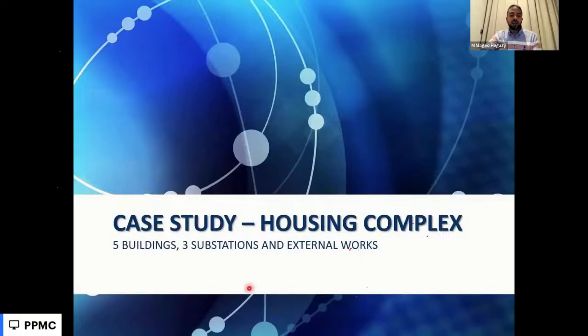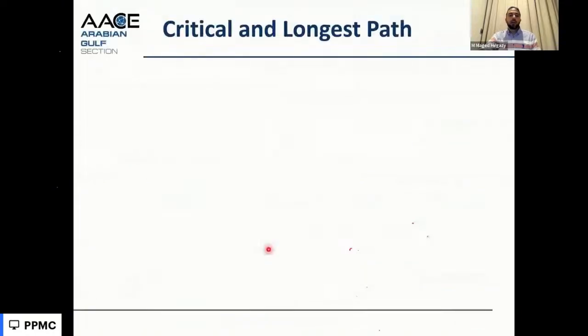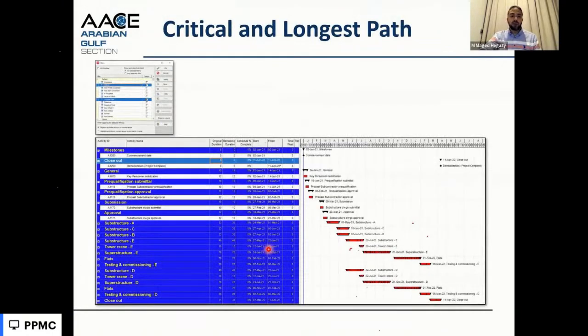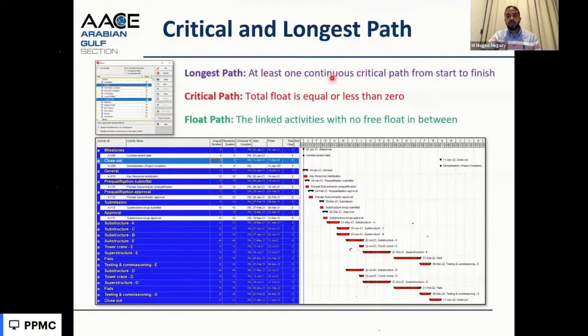We have today a case study. This case study is a project of 5 buildings, 3 substations, and external works. For the critical path and longest path, we have 2 filters in the program. We can filter the critical and longest. We can say the longest is the continuous path from the beginning to the completion. The critical is where the total float is 0 or less. And we have multiple flow paths also to consider, like the near critical and this path.